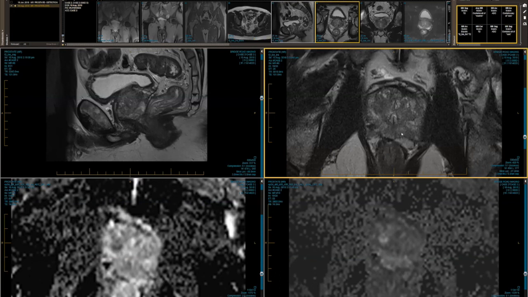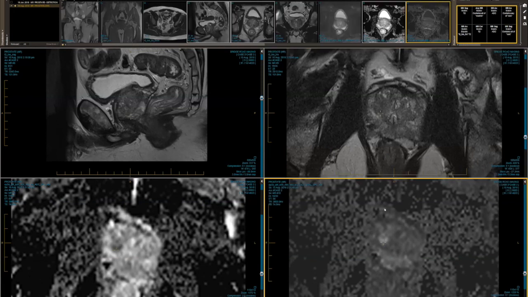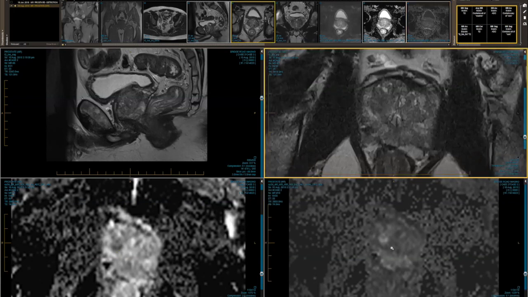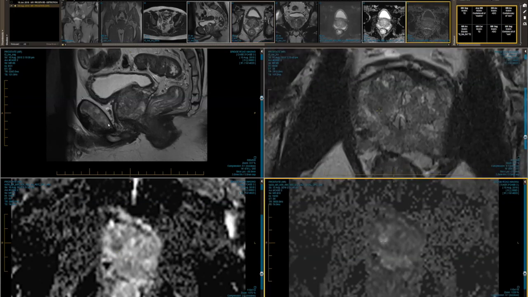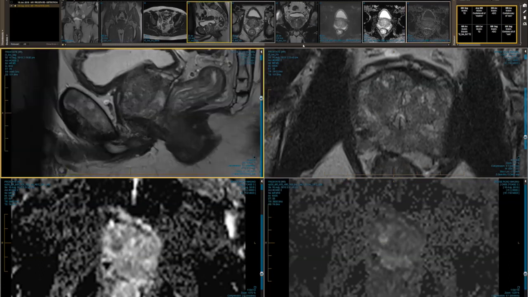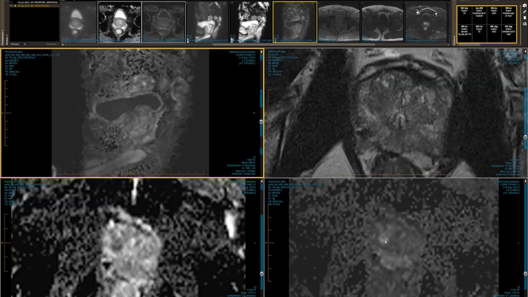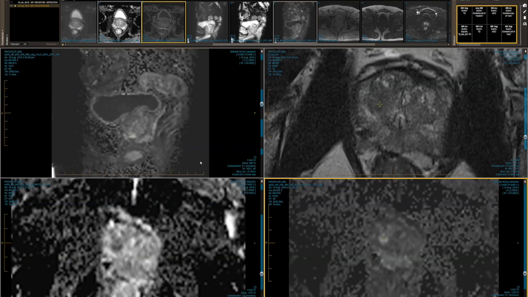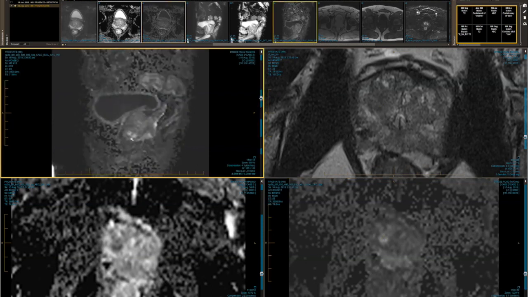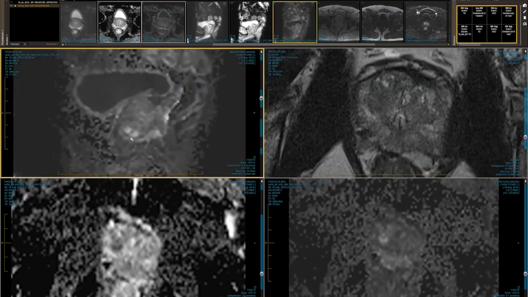And the ADC measures on our system about 600. If I look at that on the T2, it basically corresponds to this one here, which is relatively well defined. And if we look on the sagittals, it probably corresponds to one of these, also relatively well defined. And if we look on the high B value in the sagittal, it's slightly more extensive and has a bilobed appearance. These are the hard ones for us, I think. It's confined to the transition zone.